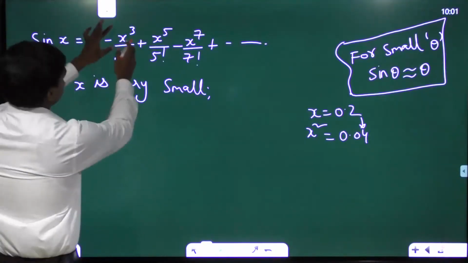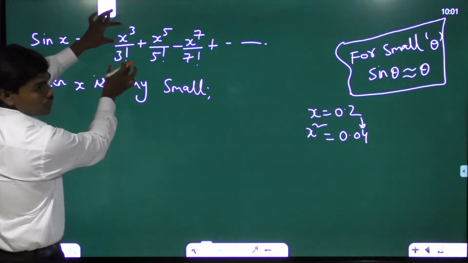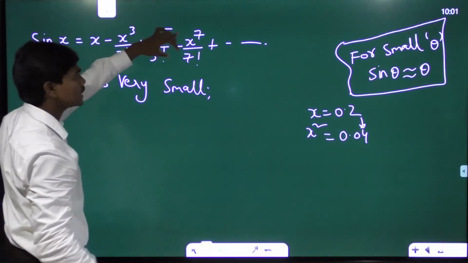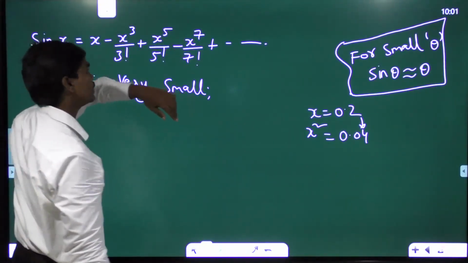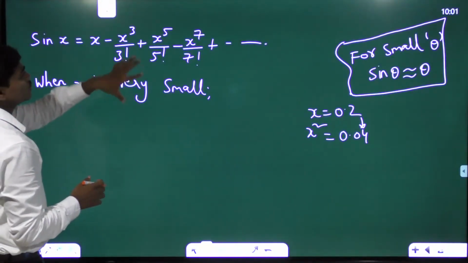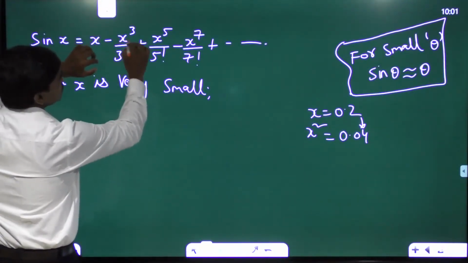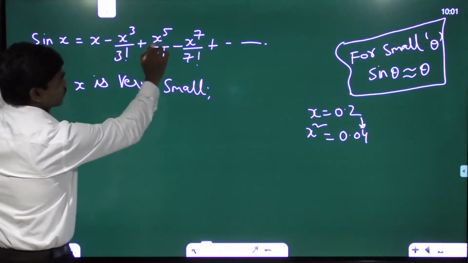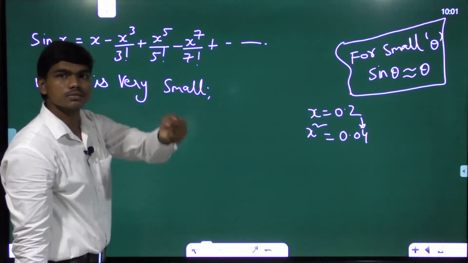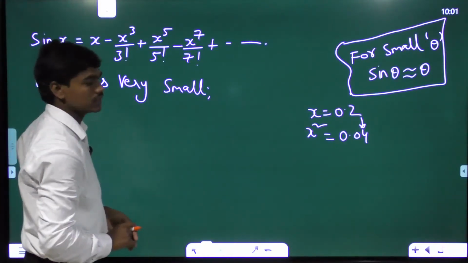So a very small term divided by 3 factorial. 3 factorial is considerably big: its value is 6, and 5 factorial is 120. 7 factorial is beyond that, 5040, and all these things. So when x is very small, all these terms which I am writing here, x cubed by 3 factorial, x power 5 by 5 factorial, x power 7 by 7 factorial, can be neglected because they are very small, correct?